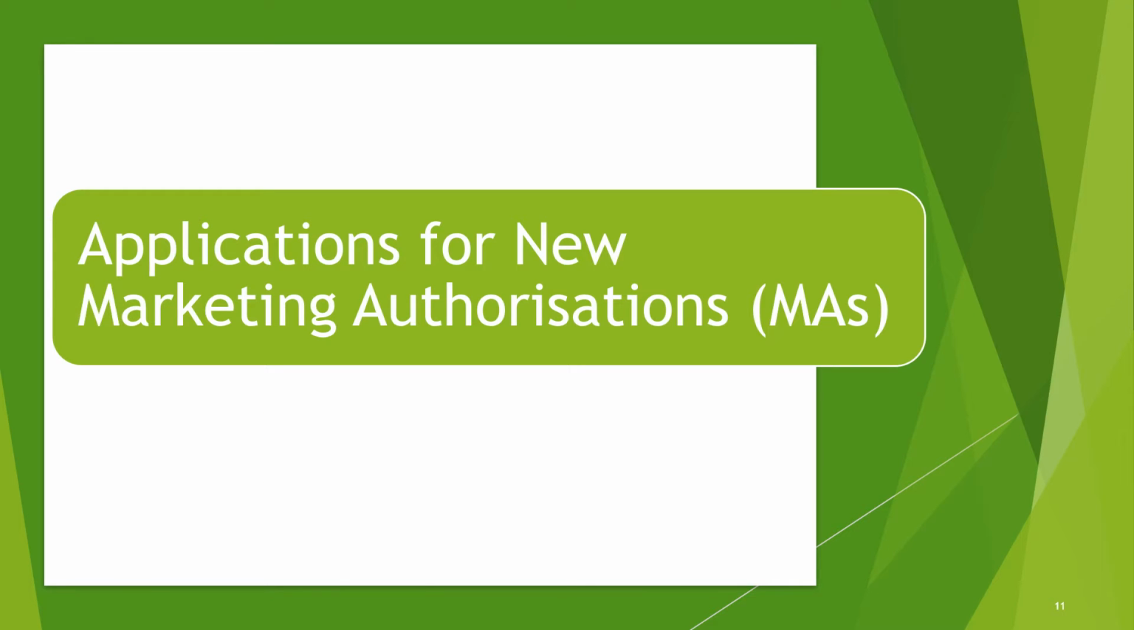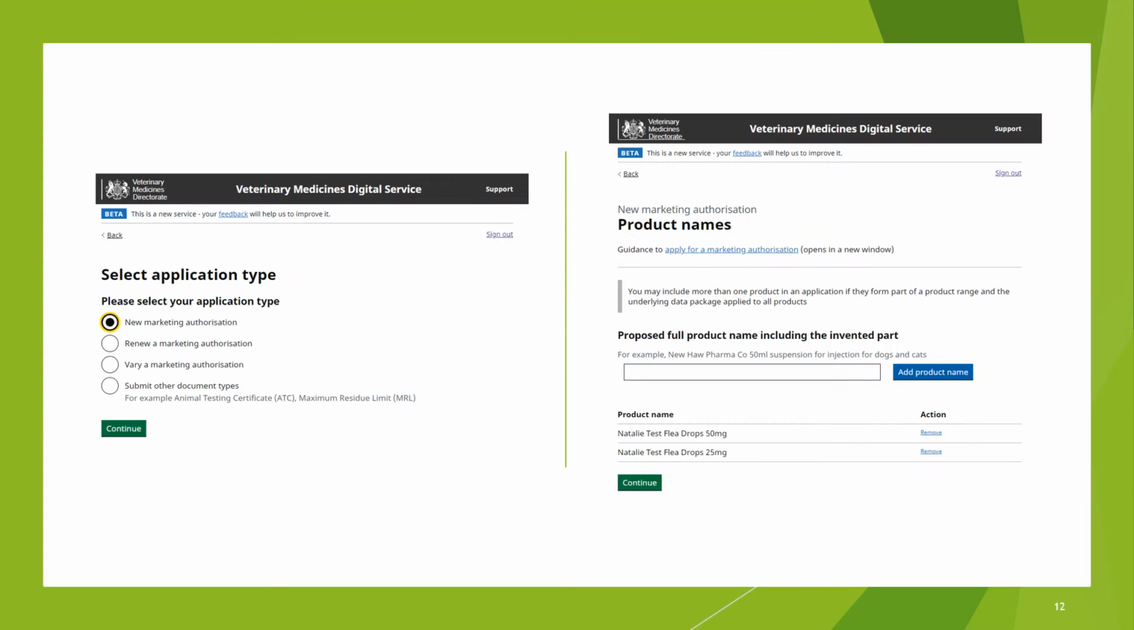Okay, so let's talk about applications for new marketing authorisations. So here you'll click on the New Marketing Authorisation button, which starts the application process. The first piece of information you need to provide us is the proposed name of the product for which you're applying to get an authorisation.